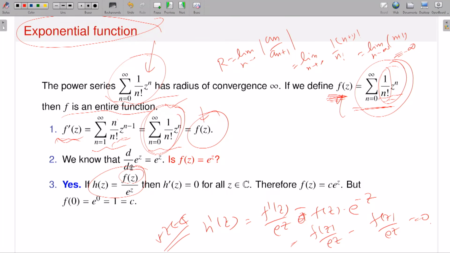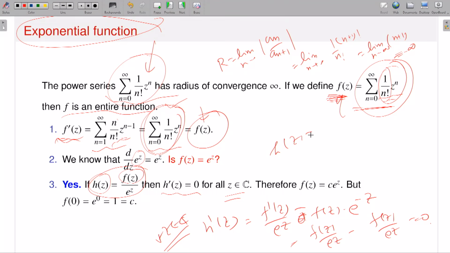So I have f, which is an entire function, and e to the power z, which is also an entire function. If I consider the function h, which is f of z divided by e to the z, which is also an entire function, its derivative is 0 for all z. Now C is a very nice domain. Since you have an entire, analytic, differentiable function whose derivative vanishes on the full complex plane, which is a nice domain, your function h has to be constant. That means you can have f of z exactly equal to c times e to the z.